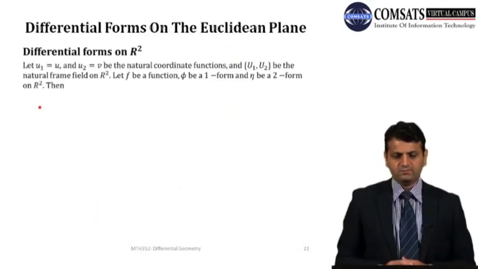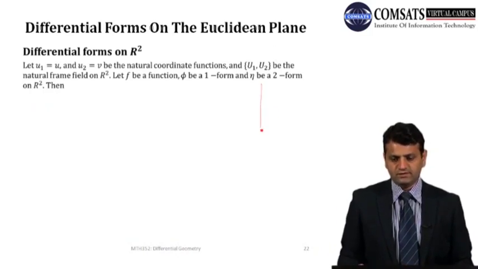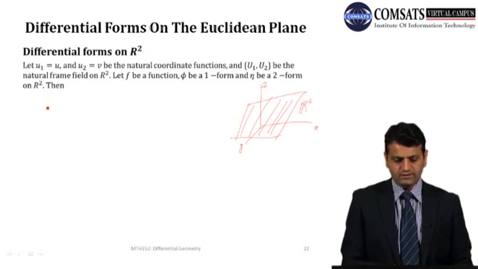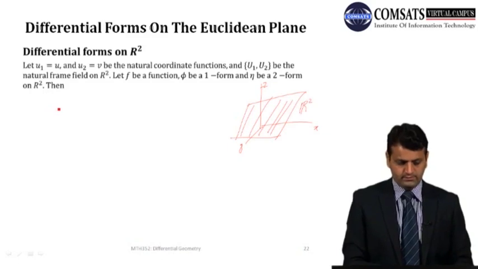Now if we have a very special surface, and this surface is R2, the Euclidean plane. So let's say this is R3 with x, y, z, then this is R2 in R3. Now this is a surface in R3. So what are the differentials? For example, what is the form of 1-forms on this plane?